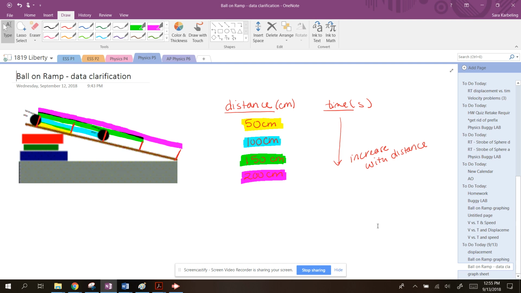In the other class, about half of them had labeled it the other way, which is not a big deal because you wrote things in pencil and you can cross it out. So we're just going to go with it. The shortest one is going to be 50. The next one is going to be 100. The next one's going to be 150. And the longest one is 200 centimeters. Is that okay? Okay.